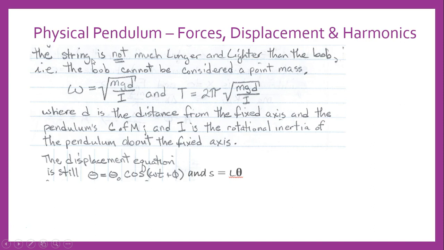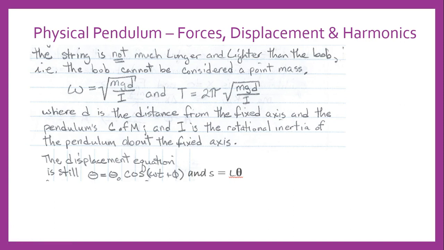In this case, the string is not much longer and it's not much lighter than the bob, so we cannot treat the bob as a point mass. Notice that when we have our expressions for angular frequency and for period, the rotational inertia of the pendulum comes into play. This is something you'd have to be given in the problem. You would not calculate it.